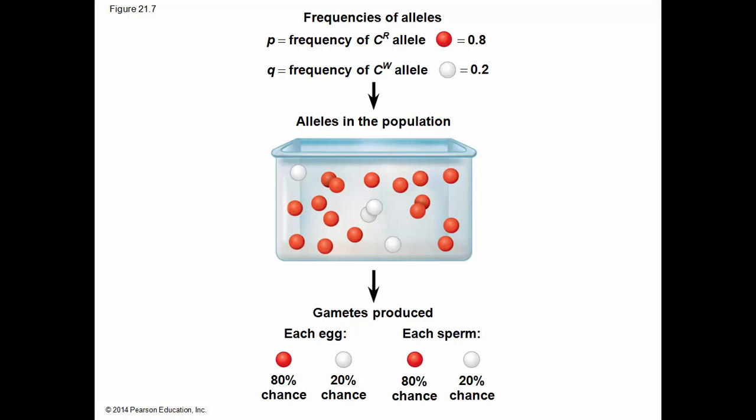So here's an example of a bin with different colored marbles going into it. You have an 80% chance of drawing a red marble and a 20% chance of drawing a white marble. Okay, and if you mix these up, the results that you get should describe the Hardy-Weinberg equilibrium.